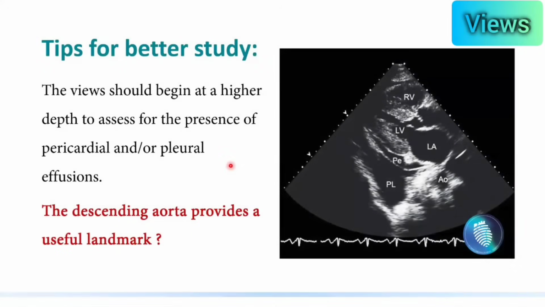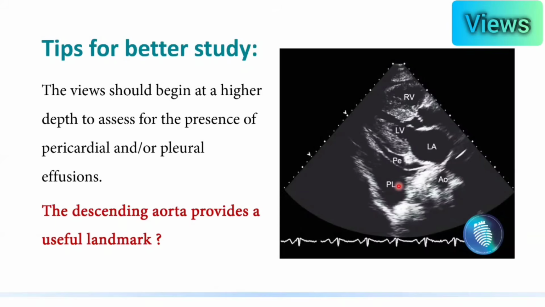Tips for better study. The view should begin at a higher depth to assess for the presence of pericardial or pleural effusion. So I will get my parasternal long axis view and I will start at high depths to show the posterior mediastinum. When I do this, I notice that there are two cavities filled with fluid. One of them is pleural effusion and one of them is pericardial effusion.